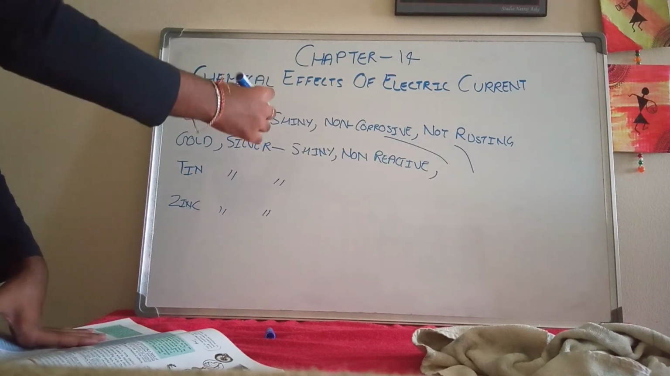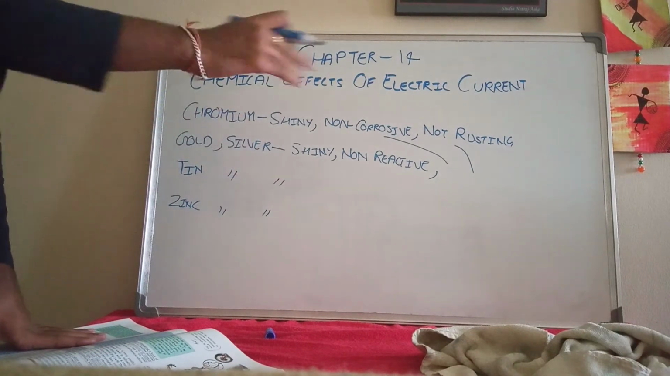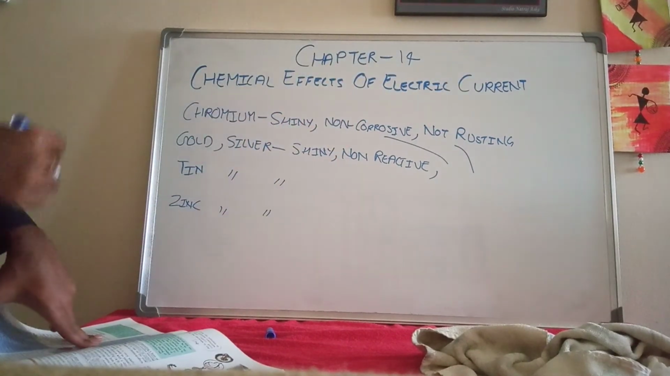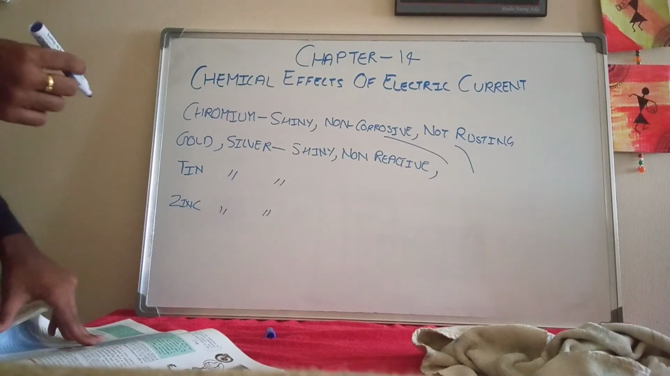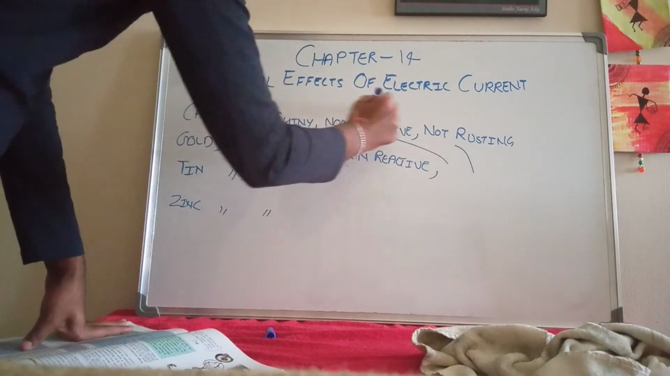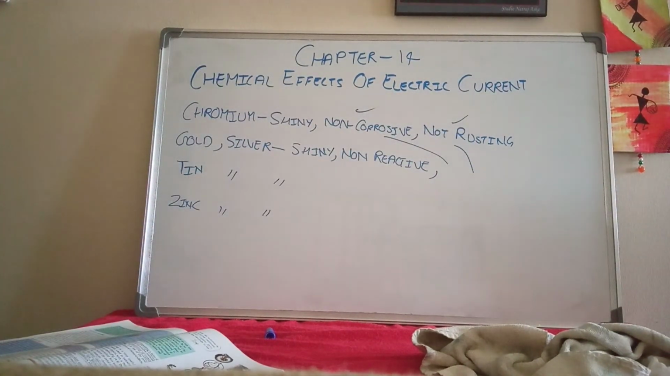Why? It is shiny, it does not react at all with any type of material, it is non-corrosive and non-rusting. These items make it very useful. And gold and silver also are very expensive, as we know. Then tin and zinc also have the same properties as this. That's why they are used.